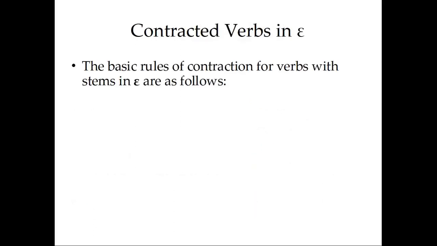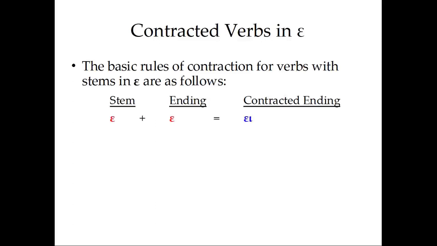The basic rules of contraction for verbs with stems in epsilon, again, there are two other kinds of verbs where we see contraction occur, are as follows. Here we have the stem, the ending, and the contracted ending. We've got the original stem, the original ending, and then what results when those two combine. Epsilon plus epsilon is the diphthong epsilon iota. Epsilon plus omicron is the diphthong omicron upsilon, and epsilon plus anything else really is equal to anything else really. And these are the basic rules. There are exceptions, but if we have these down, we actually get pretty far.